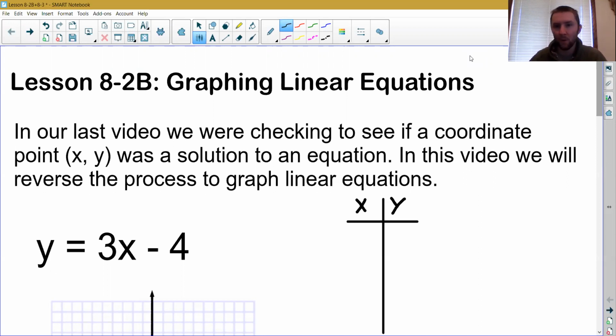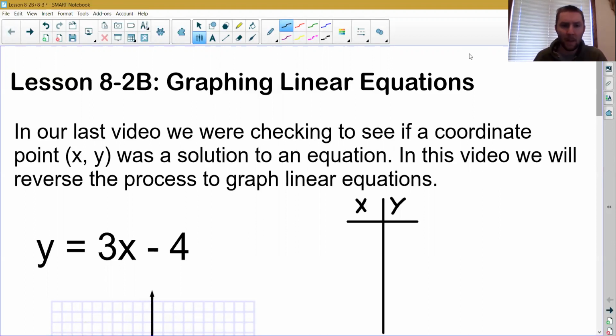In our last video we were checking coordinate points, x, y values in parentheses, to see if they were solutions to an equation, and remember that just meant that they made the equation true. The math worked out on both sides of the equal sign when we plugged the values in. In this video, we're actually going to be reversing that process. We're going to come up with our own solutions to a linear equation, and then we're going to put those x, y coordinate points on a graph, and we're going to be graphing linear equations in that way.